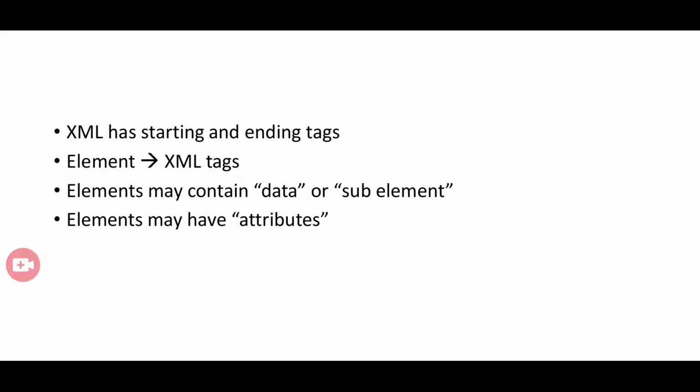So we have tags in XML. There are no predefined tags, but we have a start tag as well as an end tag for the entire XML document. We can place the elements within the XML tags. Sometimes headings and sub-elements are present. Also, the elements may have some attributes. So this is the structure of XML.